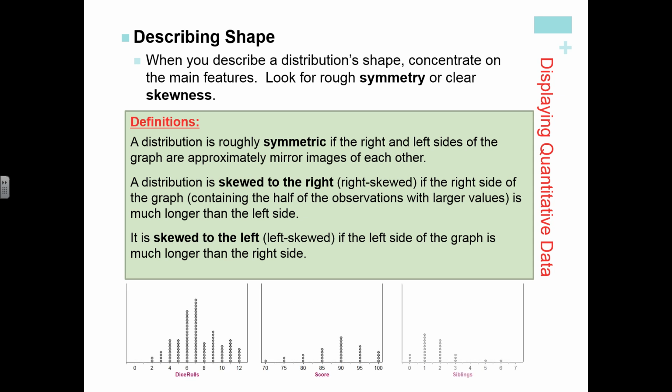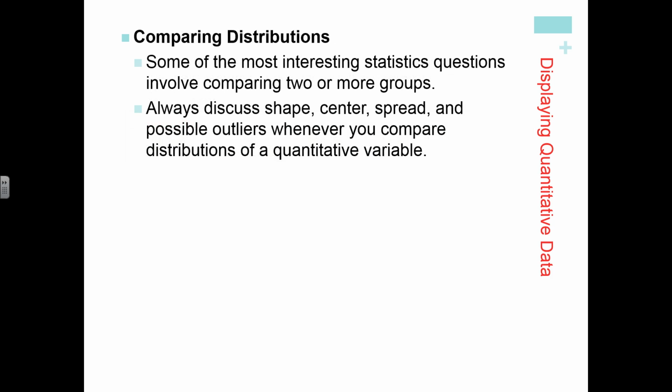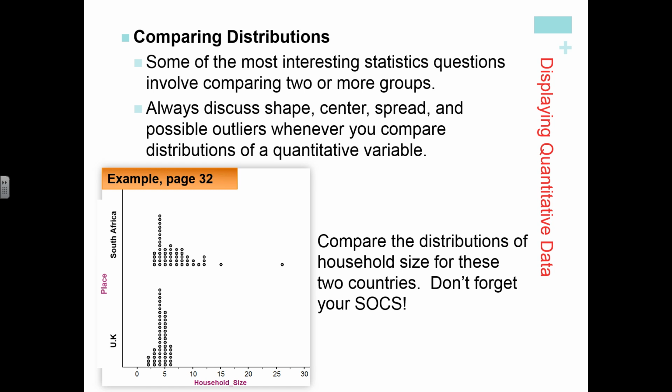Alright, so here's three graphs. The first one is, again, not perfect, but it is roughly symmetric. The second one, I see the tail over here. The tail is on my left-hand side, and that definitely looks like my left foot, so I'm going to say that's skewed left. And over here, I see the tail is to the right-hand side. It looks like my little pinky toe would be over here, and my big toe would be over here, so that's going to be skewed right. Alright, so again, when we compare distributions, you want to remember SOCS.